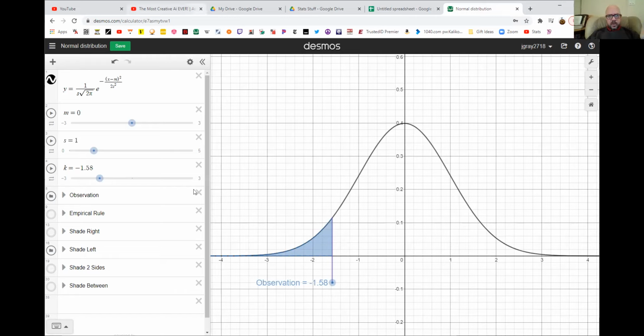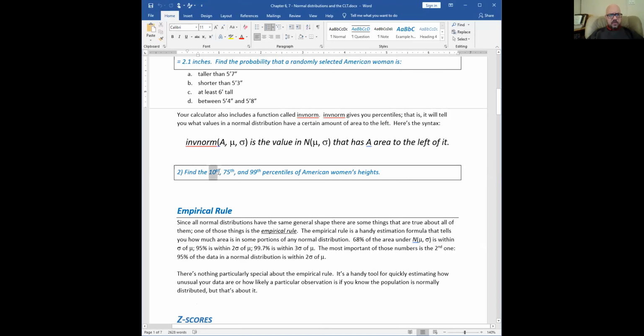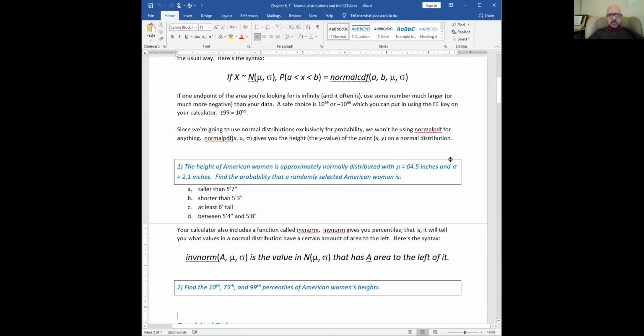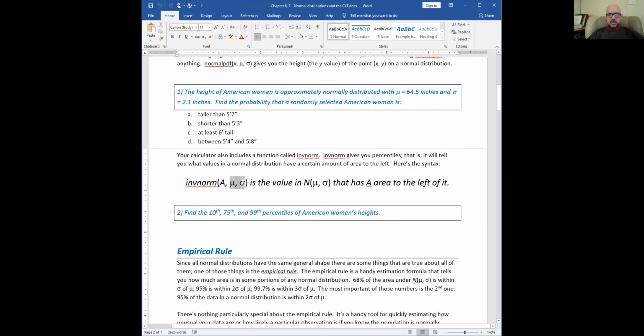All right, so like I said, we want the 10th percentile. I'm going to start with the 10th percentile, 75th, and 99th. They're not the same number, but you do them exactly the same way. And we're still using the same mu is 64.5, sigma is 2.1, and you still have to tell the calculator what those things are because it still needs to know what normal distribution you're looking at. So you put in how much area you want to the left, and then mean and standard deviation, and it tells you what that data value is. So I'm going to put in 0.1 for the 10th percentile, and then mu and sigma, 64.5 and 2.1. All right, let's see what that looks like.